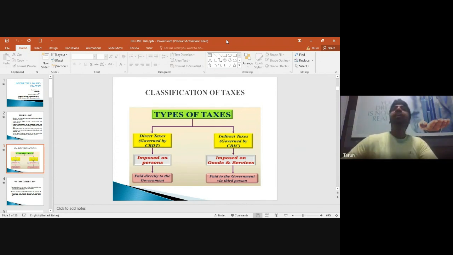If you pay the tax to the cinema hall or the concerned authority of the cinema, your tax will be paid indirectly to the government by them, not by you. If you are paying a tax by yourself and it goes directly to the government, it's called direct tax. If you are paying a tax indirectly, that means through a third party, like on behalf of somebody else or by someone else, it's called indirect tax, because it is chargeable on goods and services.